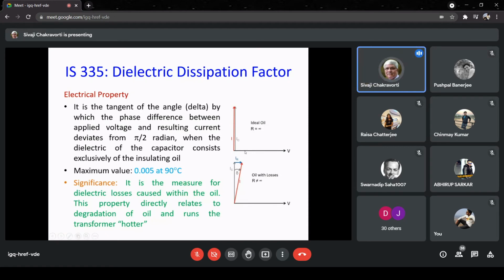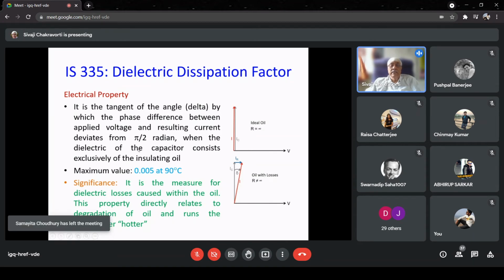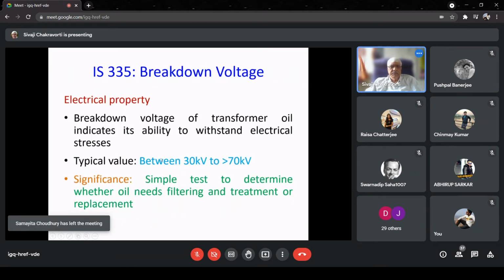Now, in any practical insulating material, this angle is not 90 degrees because of the dielectric losses. So we have a small deviation delta. We can prove that the dielectric losses are proportional to tan delta, and therefore this tan delta is known as the dielectric dissipation factor. Ideally, it should be 0. If delta is 0, tan delta is 0. But it is not 0, so the maximum value you can see here is 0.005 at 90 degrees centigrade. This tan delta always varies with temperature, so it is given as a function of temperature.